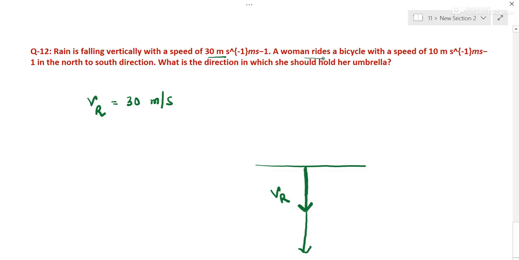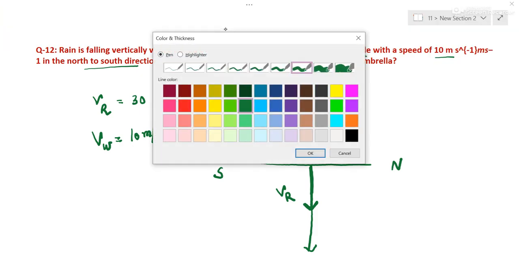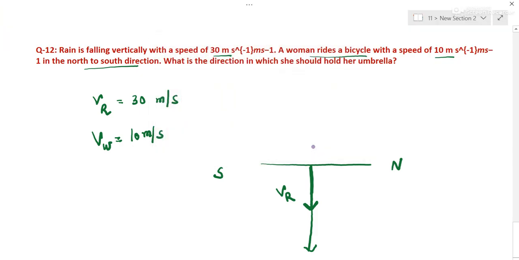Now, a woman rides a bicycle with a speed of 10 meter per second. So, velocity of woman's bicycle is 10 meter per second in the north to south direction. So, let it be north and this be south. So, woman is riding north to south, and that is why I have told you that this is vertically down. This is not south. This is down. Down is towards the floor. Toward the floor is not south.